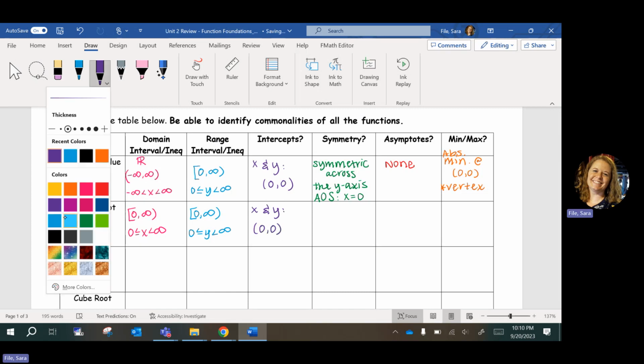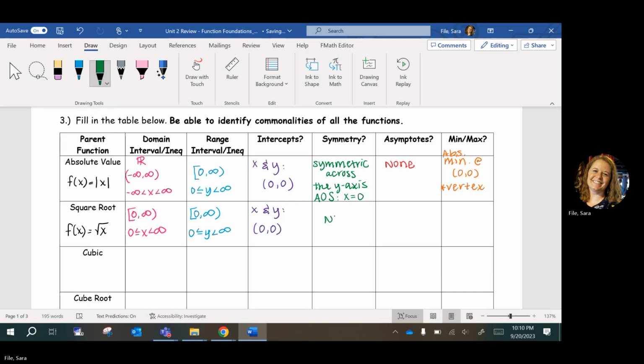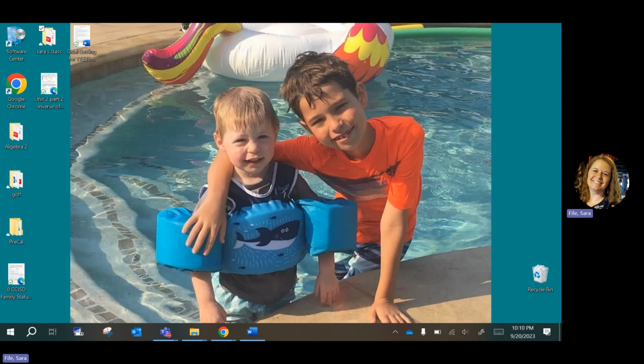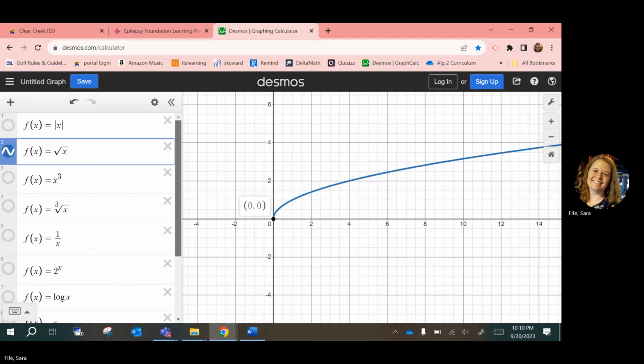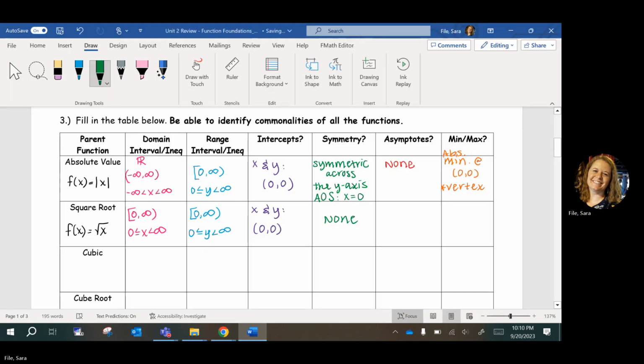Okay, that graph did not have any symmetry. It was not symmetric about the y-axis. Like if I folded it over the y-axis, there's nothing over here that would match up. It's also not the other type of symmetry that we talked about, which was symmetric about the origin. That's the one where you rotate it 180 degrees, so you rotate it upside down and it appears unchanged. That would not be the case here either. So this one has no symmetry. And then asymptotes, this one also had no asymptotes.